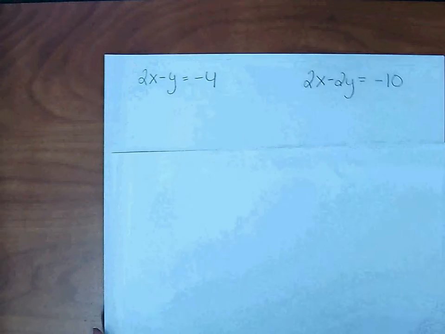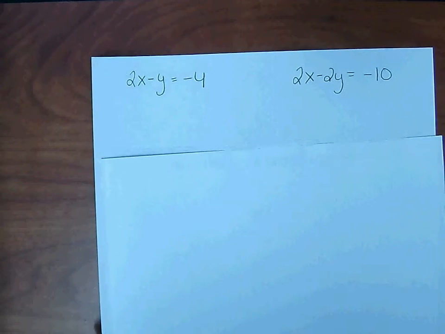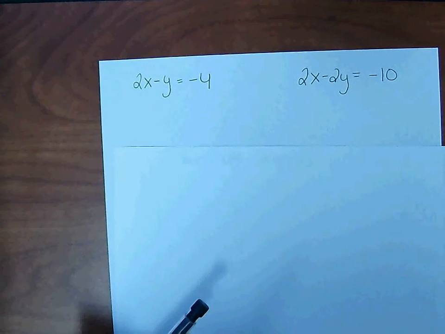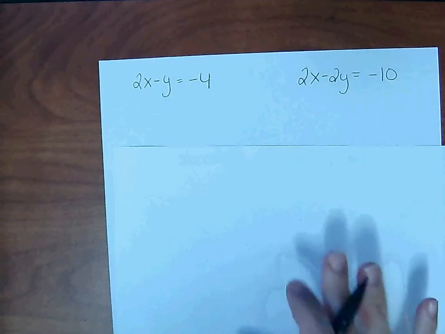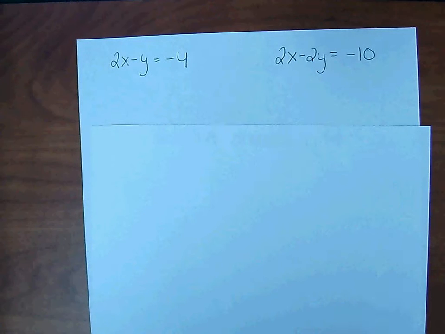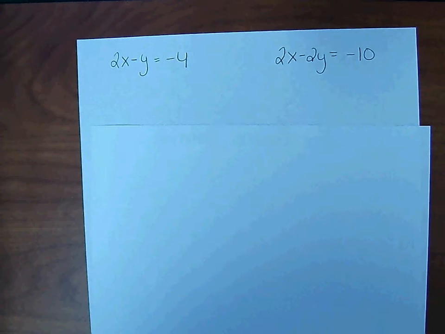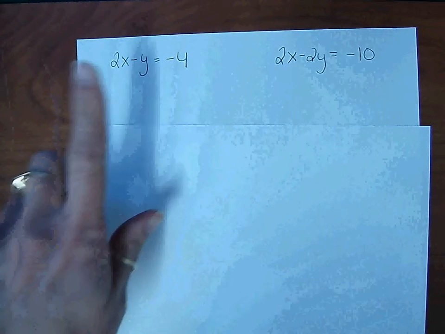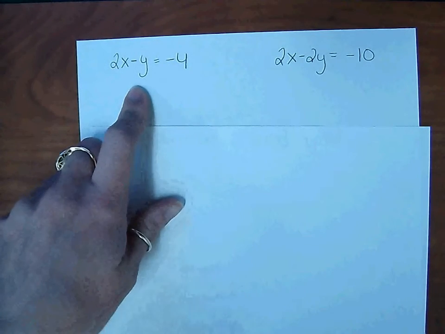In our last system, 2x minus y equals negative 4, and 2x minus 2y equals negative 10. Now what's different about this system than any of the ones that we have done so far is that neither of them are solved for either x or y. So what you want to look for is if one of the variables has a coefficient of 1 or negative 1. And in this case, the y in the first equation has a coefficient of negative 1.